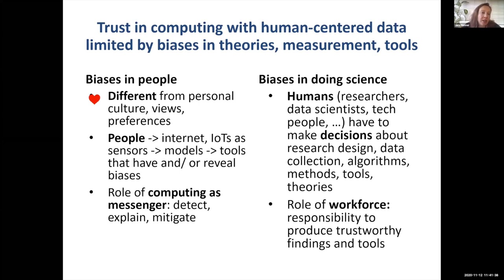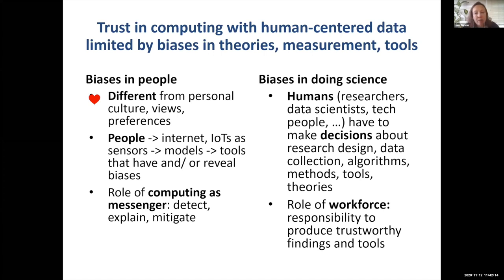And then a good question here for us as people in tech or in interdisciplinary data science in general is, how can we detect, explain, and mitigate these biases that tools inherit from data? So that's one side. On the other side, we have other biases. These are biases in doing science. So when any of you who is a data scientist or works in big data builds a model, collects data, analyzes data, visualizes data, reports on data, you all have to make a lot of decisions. You cannot not make these decisions.